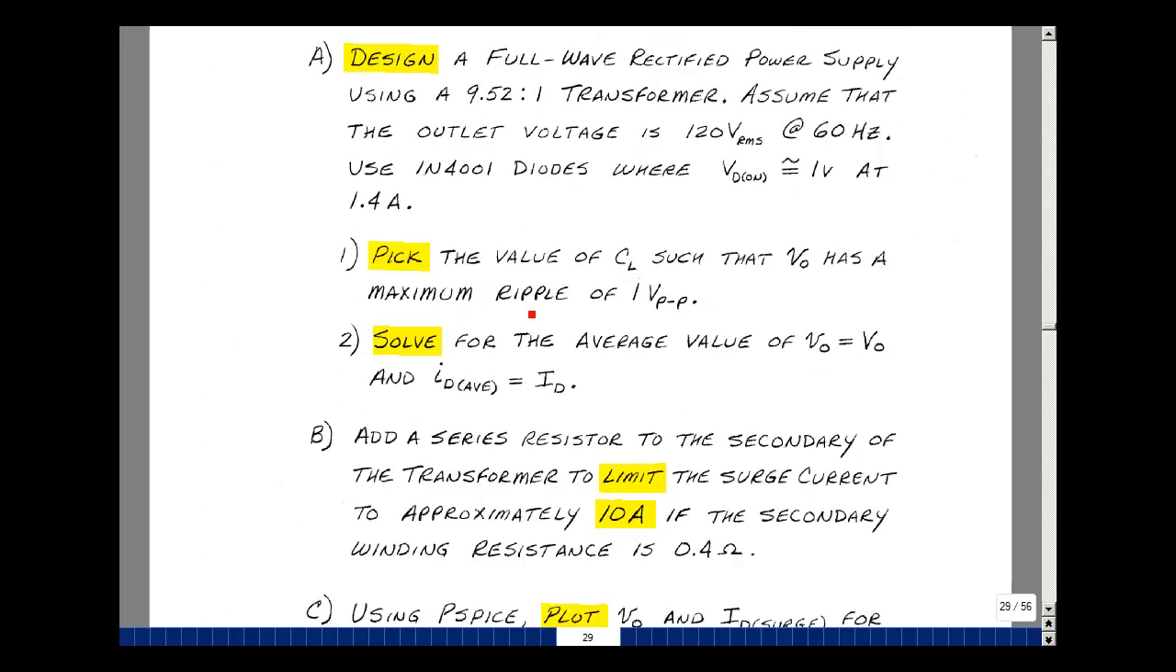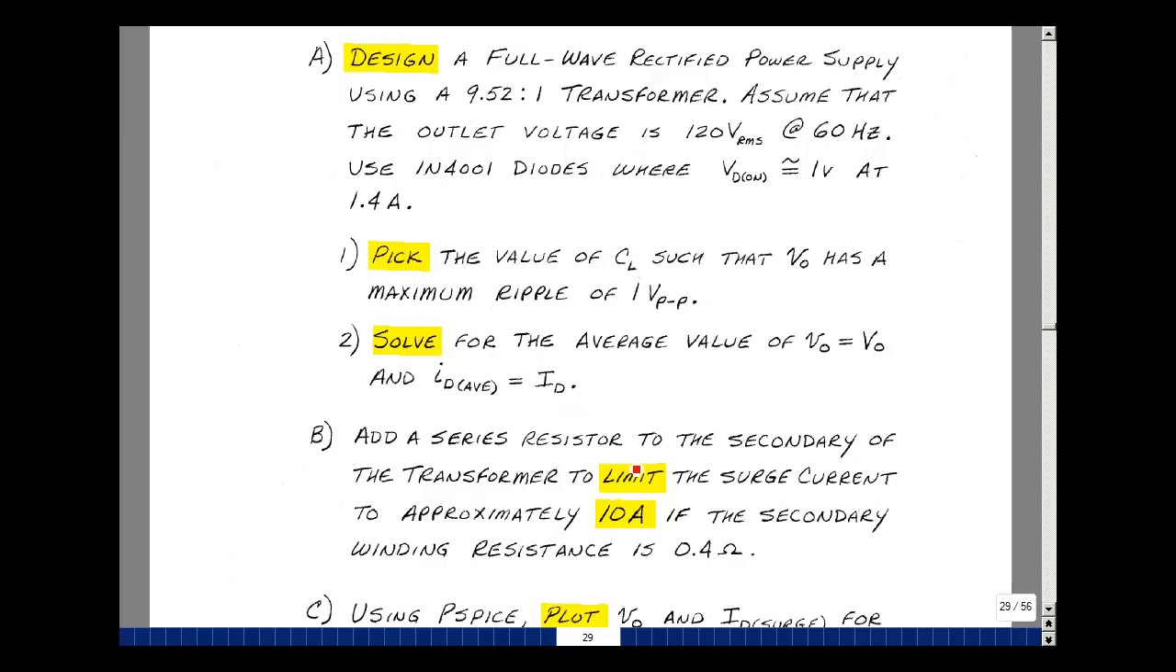I'd like you to pick the value of C sub L such that V out has a maximum ripple of 1 volt peak to peak. I'd also like to solve for the average voltage of the output, which would be uppercase V, uppercase O, and likewise the average diode current as uppercase I, uppercase D.